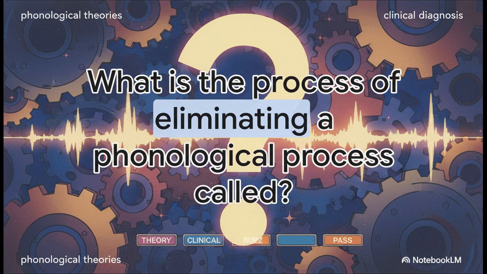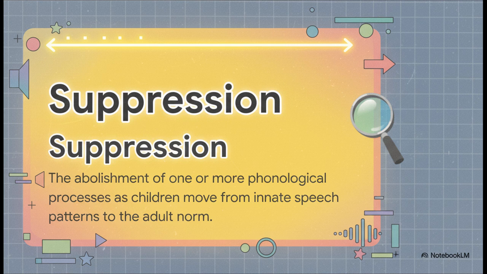Okay, so we've seen how these tiny features make different sounds. Now let's kind of zoom out a bit with natural phonology, which is a theory all about how kids learn to actually use these sounds. They start out with these simple patterns, right? Like saying nana instead of banana. But as they grow, they stop doing that. So what's the official term for getting rid of these simplification patterns? 5 seconds? Got it? That word we're looking for is suppression.